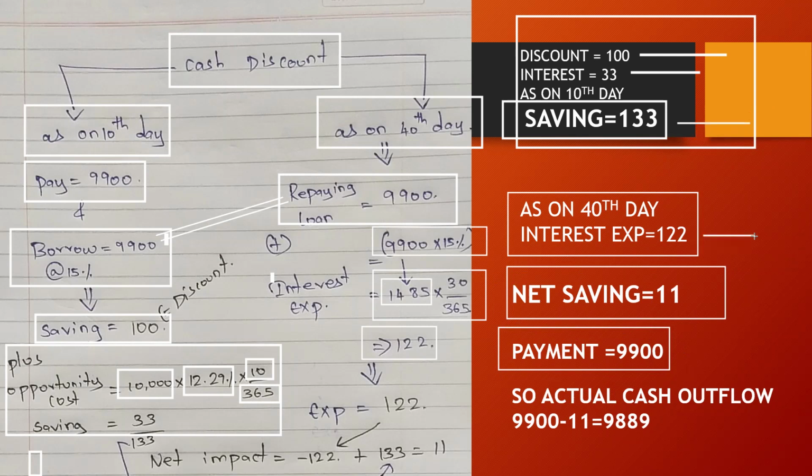So net savings will be like $11. So the actual net cash outflow, the $9,000 minus 11, the net amount, will be like 9,889. So that's the thing. I hope you can understand it.